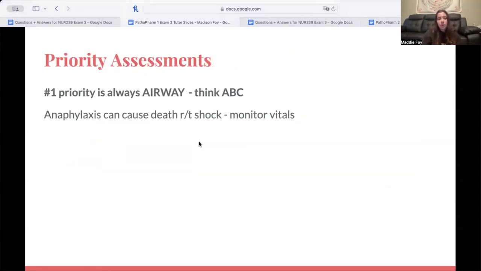With allergies, your priority assessment is always going to be the airway. Always think ABC, and this is not just for this test. That will come again and again and again. But especially for allergies, assessing that airway is incredibly important in that emergent situation. And anaphylaxis, as we said, can cause death related to shock. So you really want to monitor those vitals. If their blood pressure starts dropping and their heart rate starts skyrocketing, that is not a good sign as far as risk for shock goes. So you'd want to notify the provider of hypotension or tachycardia.